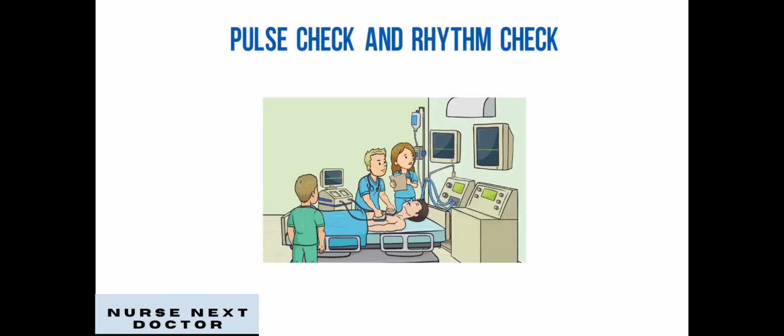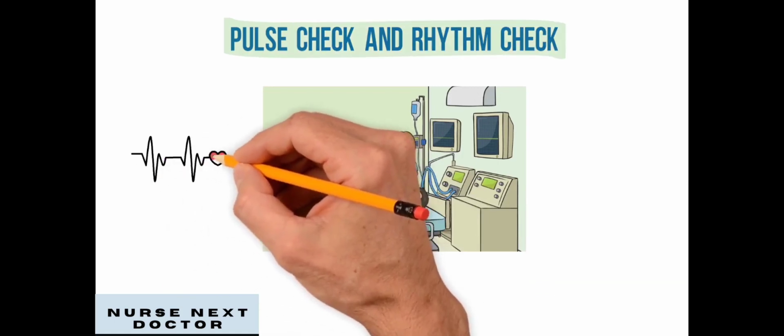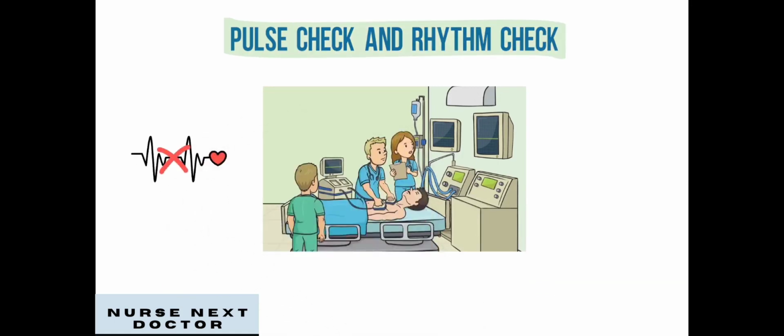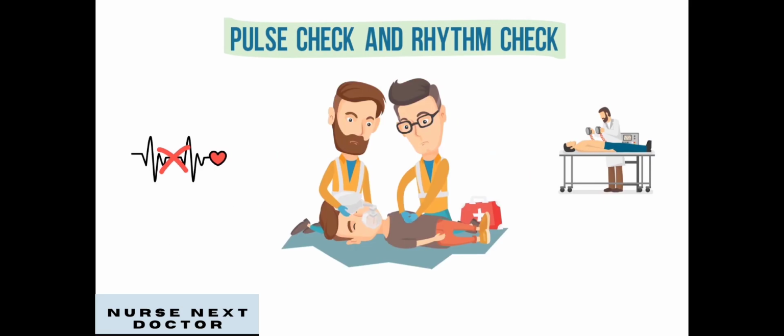Pulse check and rhythm check. After 2 minutes, perform a pulse check and a rhythm check. If there is no pulse, but a shockable rhythm is present, clear the patient and deliver a shock. At this point, the rescuers must switch places. This is done to prevent rescuer fatigue. Studies have shown that once a rescuer feels strain and fatigue in the arms, the quality of chest compression decreases. Resume chest compressions and ventilations immediately after giving the shock.